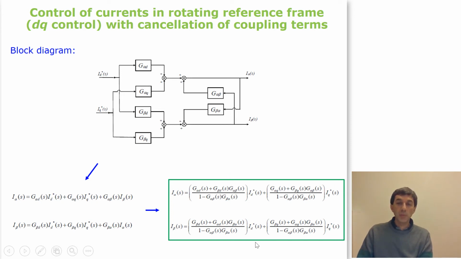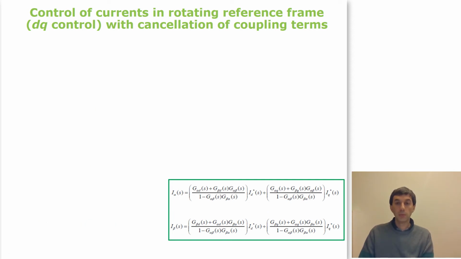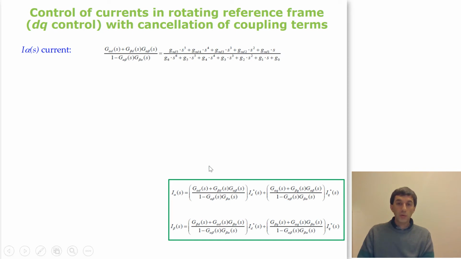So now we can do a very similar analysis by using these quite useful expressions as we did with the alpha beta control, because we have obtained the equations which are decoupled. So only focusing on alpha current, because the other one is totally equivalent, if we have this term, which is, if I'm not wrong, the one multiplying the D current reference, this is a 6th-order transfer function with 6 poles and 5 zeros.